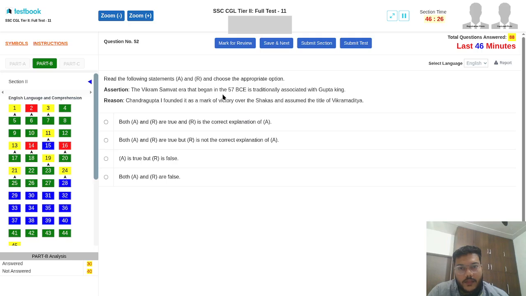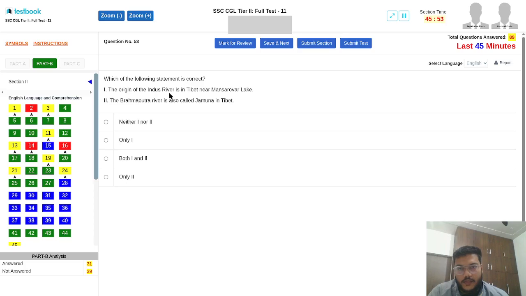The Vikram Samvat is traditionally associated with a Gupta king. A is false. Chandragupta founded it as a mark of victory over the Shakas and also took the title of Vikramaditya. The origin of the Indus River is in Tibet near Mansarovar Lake. The Brahmaputra is also called Jamuna in Tibet.